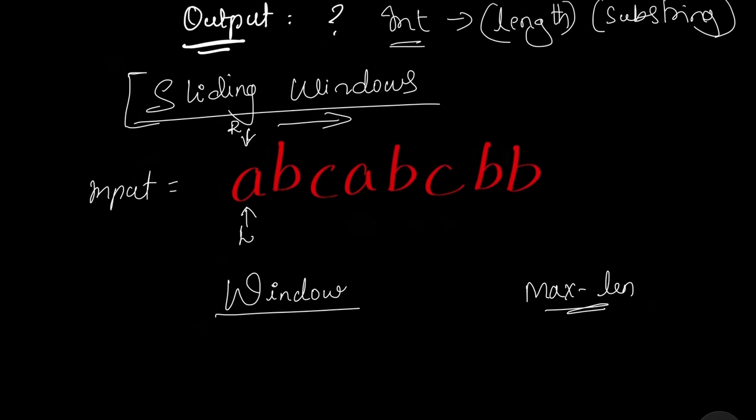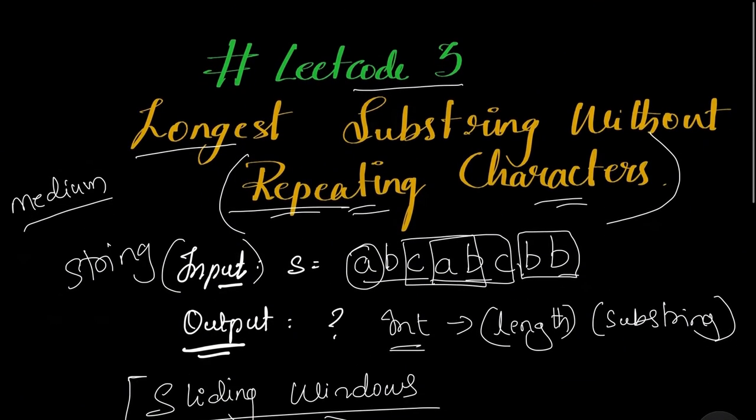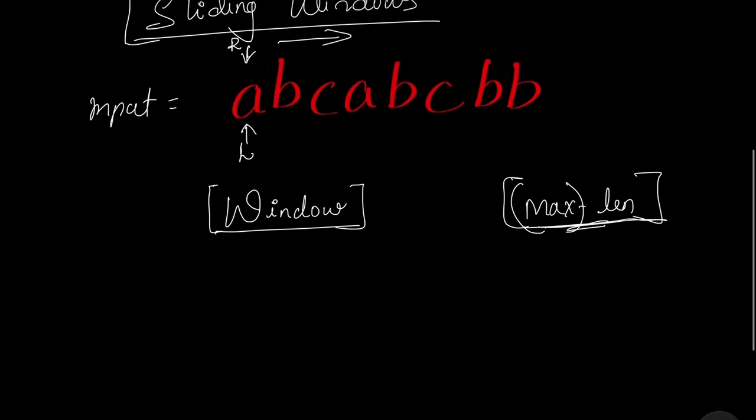Okay, now see, we have two columns here. One is the window and one is the maximum length of each substring we come across. And why maximum? Because see here, they are asking us to find the longest of it, not just any substring.